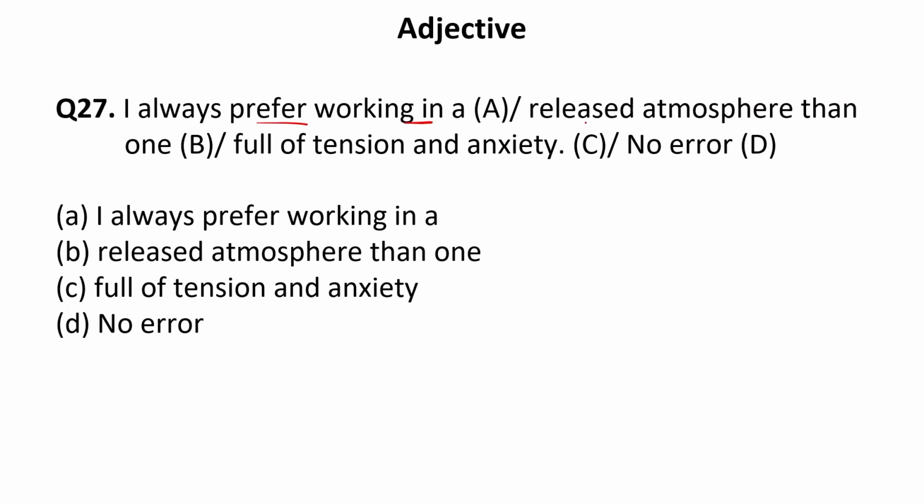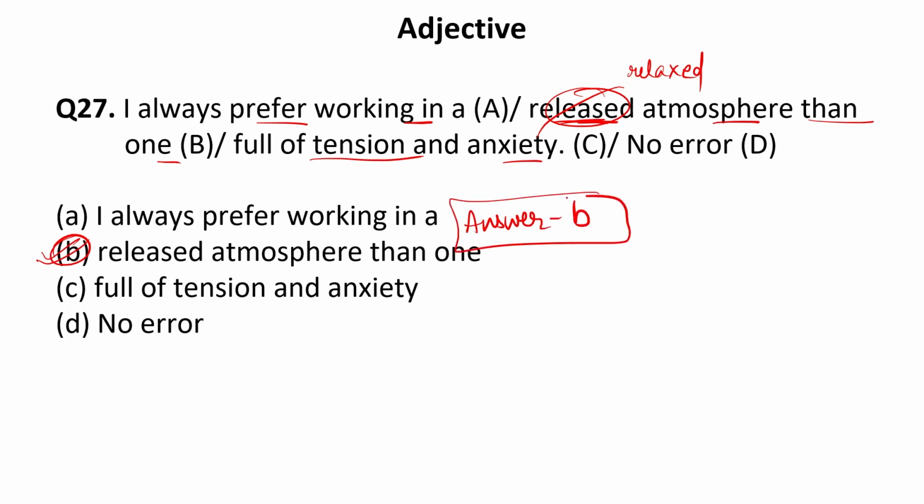Now let us move to the next one. I always prefer working in a released atmosphere than one full of tension and anxiety. Now this word released is incorrect over here. It should be relaxed. Released refers to when something has been made free. And relaxed means free of tensions. So it should be relaxed in place of released. So our answer is B. Because the error is in part B, it should be replaced with relaxed. So the correct sentence will be I always prefer working in a relaxed atmosphere than one full of tension and anxiety.